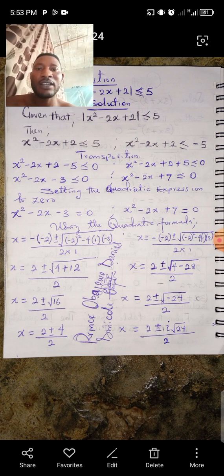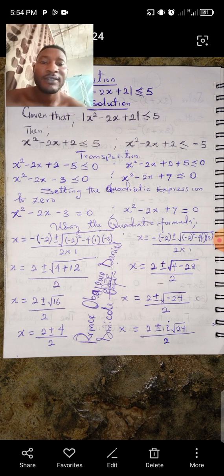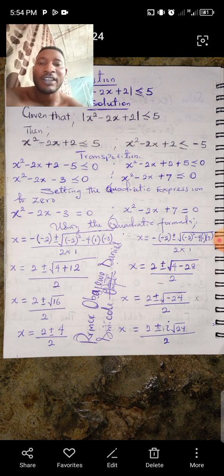So on that note, we now have the breakdown to be x squared minus 2x plus 2 less than or equal to 5 and x squared minus 2x plus 2 less than or equal to minus 5. Now the first thing we need to do after this is to transpose to make this a standard quadratic inequality. That is making the right side of the inequality 0. So by transposition we have x squared minus 2x plus 2 minus 5 less than or equal to 0, and x squared minus 2x plus 2 plus 5 less than or equal to 0.